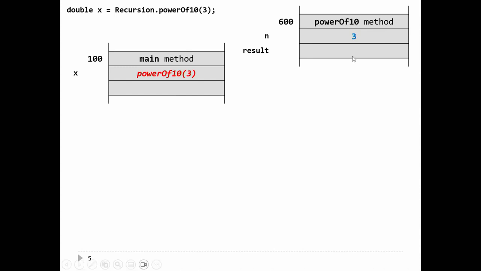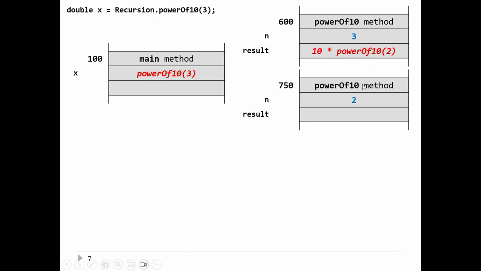Okay, so what does power of 10 do when the value is 3? Well, it recursively calls itself, with 10 times power of 10 to 2. When you call a method, it appears on the call stack. So a separate version of power of 10 appears. I don't think they normally tell you this when you first learn recursion.